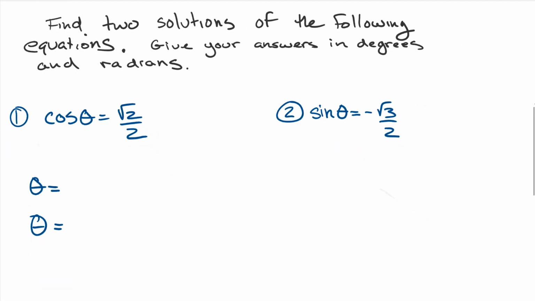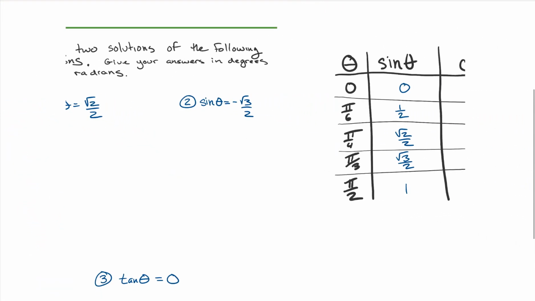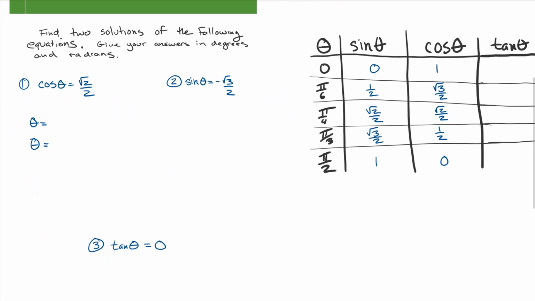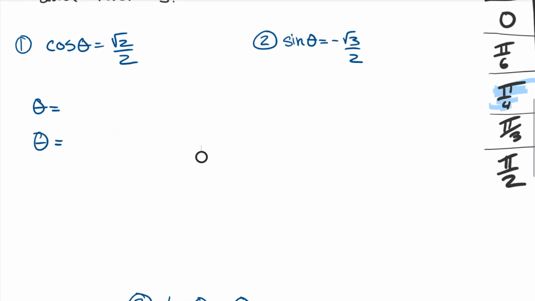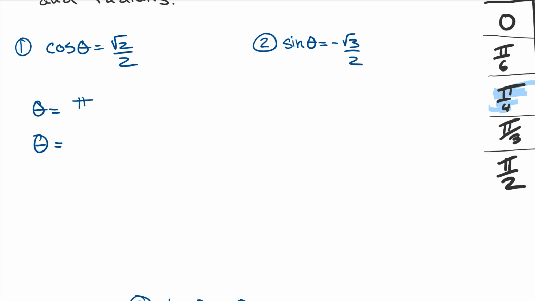And we can just go and use this table. We're going to do a third problem too. If we don't know this table, we don't know the reference angles, we can't solve anything else. So we start with our reference angle. We're talking about cosine and we're talking about √2/2. So what's that reference angle? Pi/4. Dope, we got one of our solutions.